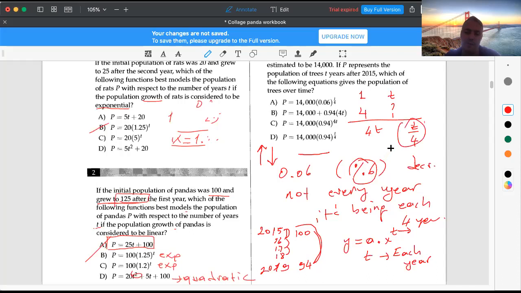Okay, so what I understood, the logic behind it is, each 4 years, the amount of 6% is less. Yes. That's why. That's clear. If you want to use just t, you have to change this amount, this 6. So you have to divide 0.06 by 4, something different. Okay. Thank you.